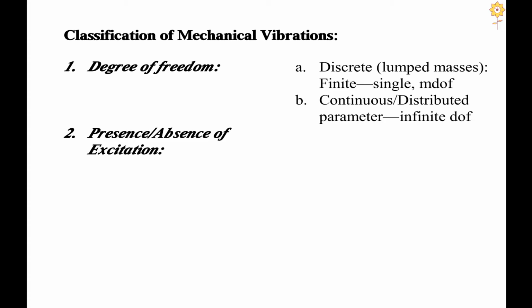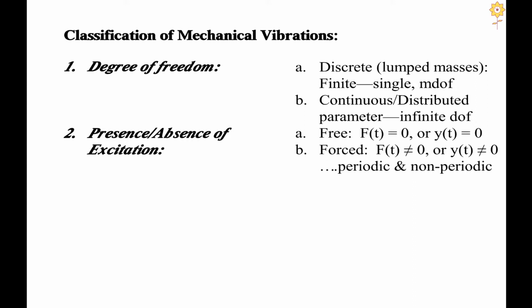The second classification is presence or absence of excitation. If there is no excitation force or excitation displacement, then it is a case of free vibrations. We are only required to give the initial disturbance, and vibrations continue on account of the inherent parameters. Secondly, if there is the presence of continuous force from outside or in the form of displacement, then it is a case of forced vibration, which may be again periodic and non-periodic. We have only the periodic for our study.